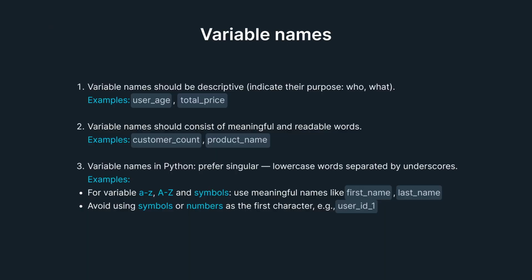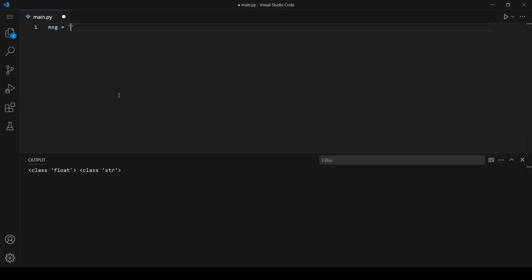Now let's talk about naming variables properly. Here are some simple rules. 1. Variable names should be descriptive, indicate their purpose, who, what. 2. Variable names should consist of meaningful and readable words. 3. Variable names in Python prefer singular, lowercase words separated by underscores. For example, message equals message or count equals 0 are clear and valid names.